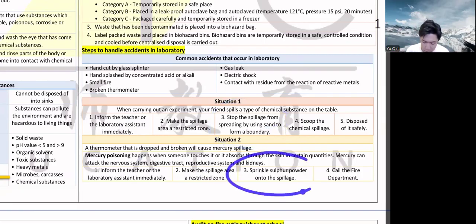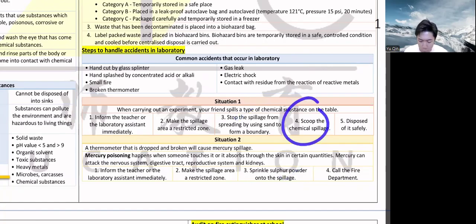If it's mercury, it's different. Number 3, we sprinkle sulfur powder. The point of sulfur powder here is to stabilize the mercury. When mercury is mixed with sulfur, it will not be so reactive anymore. So it will not be so dangerous, and it doesn't evaporate into the air. Without sulfur, mercury itself can evaporate into the air. Then when you inhale, we all will get mercury poisoning, which causes problems in the nervous system, digestive tract, respiratory system, and kidney. So that's the difference in step number 3.